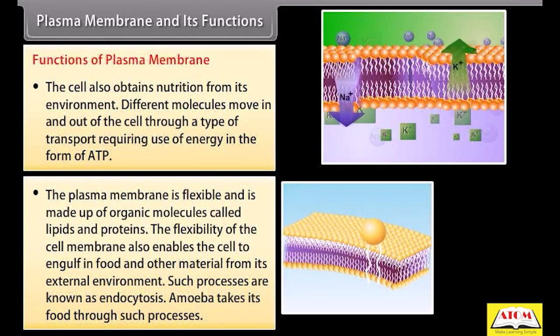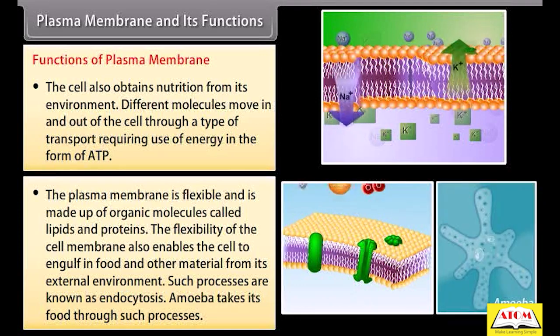The flexibility of the cell membrane also enables the cell to engulf food and other materials from its external environment. Such processes are known as endocytosis. Amoeba takes its food through such processes.